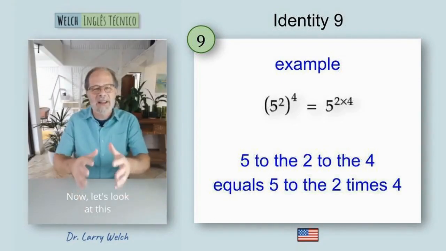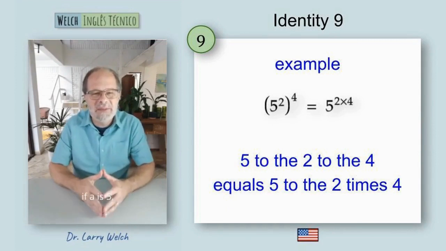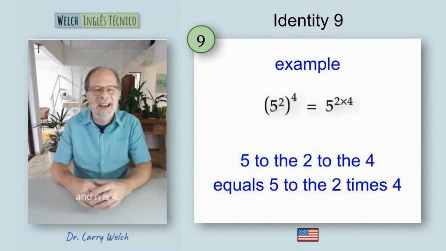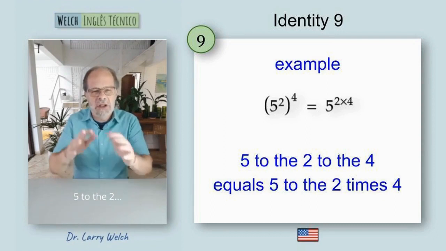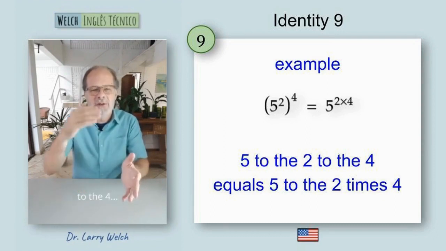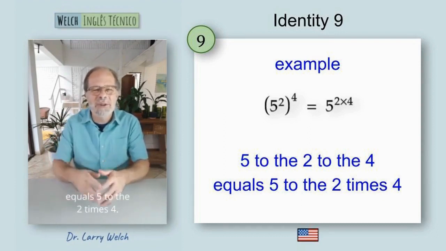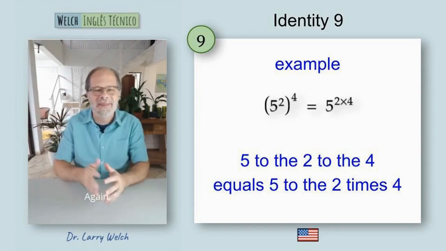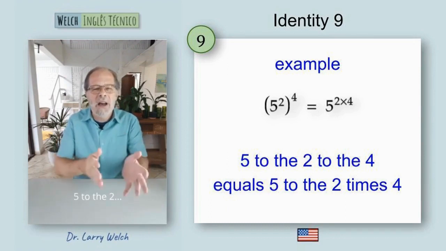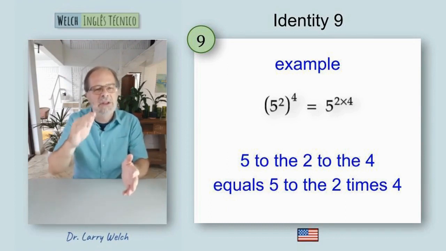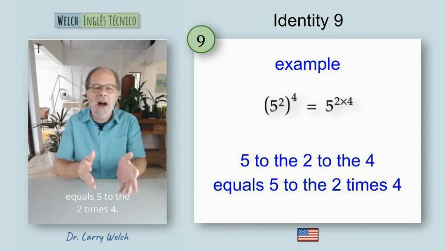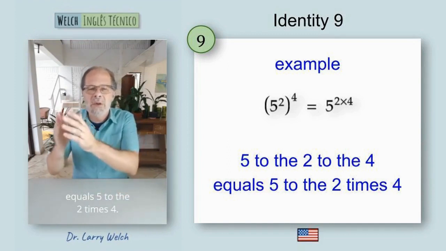Now let's look at this with an example with numbers. If a is 5, m is 2, and n is 4, 5 to the 2 to the 4 equals 5 to the 2 times 4.